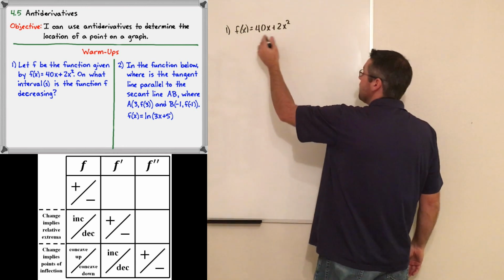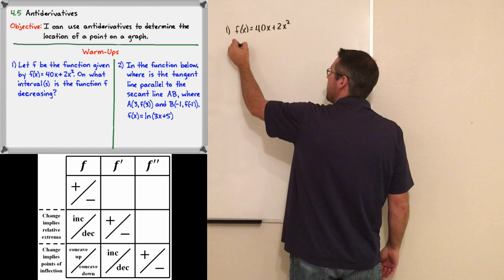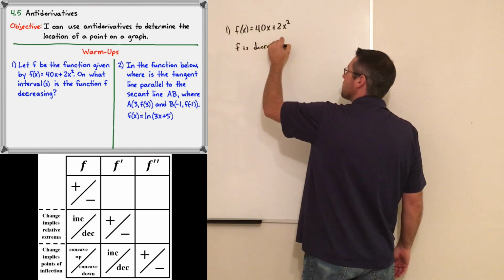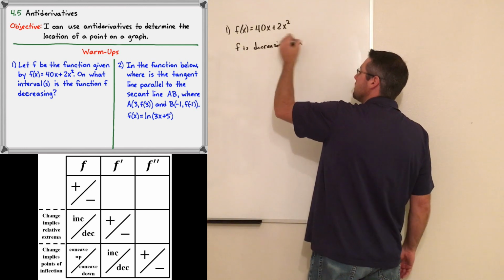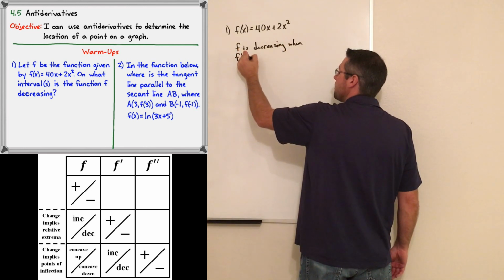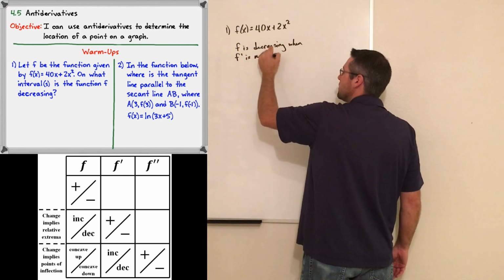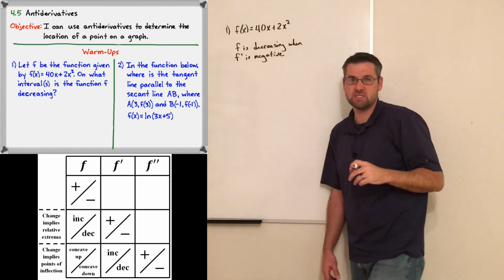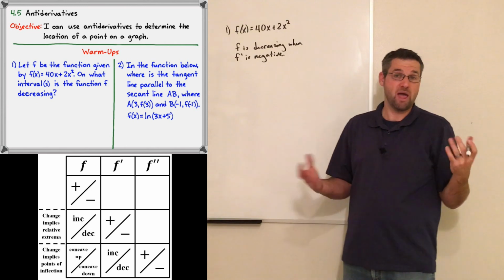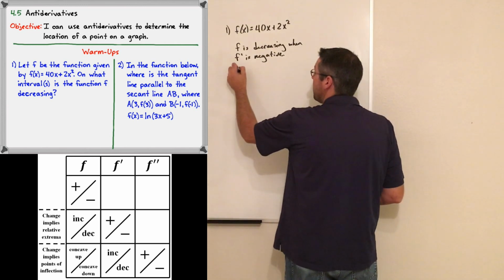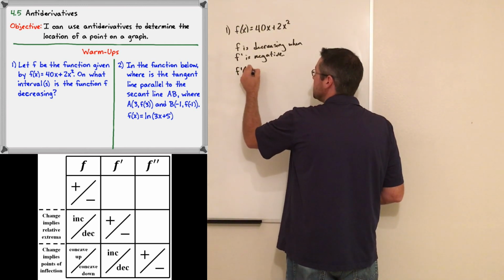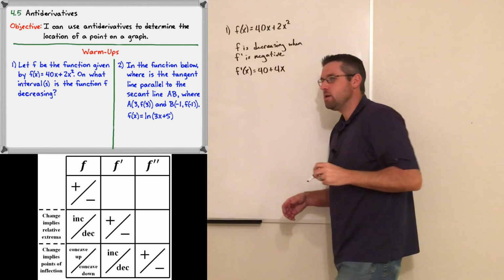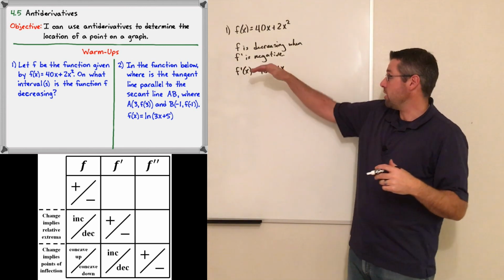Let me go ahead and write that down. F is decreasing when f prime is negative. Okay, so that's what we're looking for. Well, how do we know when f prime is negative? We have to figure out what f prime is first. So f prime of x is equal to 40 plus 4x. And then we have to figure out when f prime is negative.